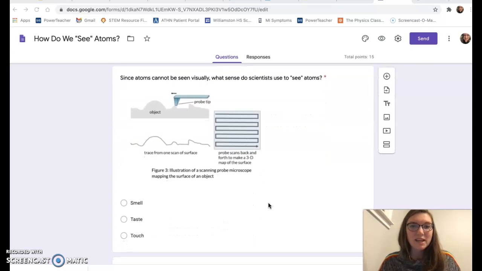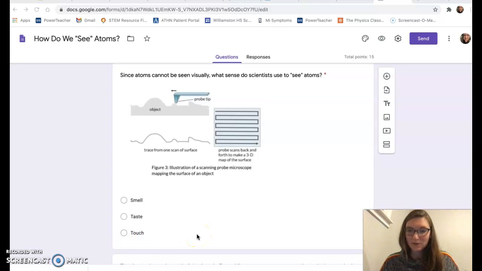So, since atoms cannot be seen visually, what sense do scientists use to see atoms? There was a lot in the reading about Braille and how people who are blind use their fingertips to sense bumps on paper, and that's how they read. So an atomic force microscope uses that same principle. It also works a lot like a record player, to feel these bumps in the surface of these atoms. So touch is the sense that's used here, just like a person using Braille.